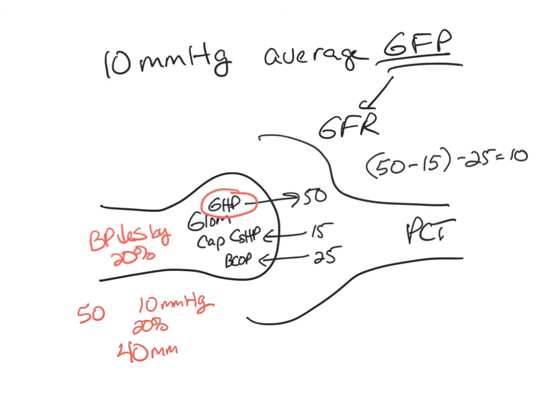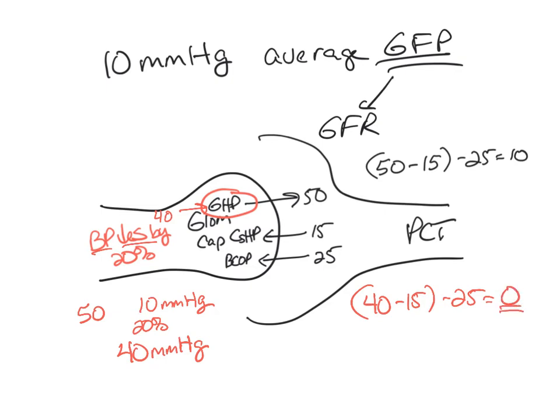So if our glomerular hydrostatic pressure drops down to 40 millimeters of mercury because your blood pressure decreased by 20%, now we take a look at that same equation and we have 40 minus 15 and then minus 25 because nothing has changed there.